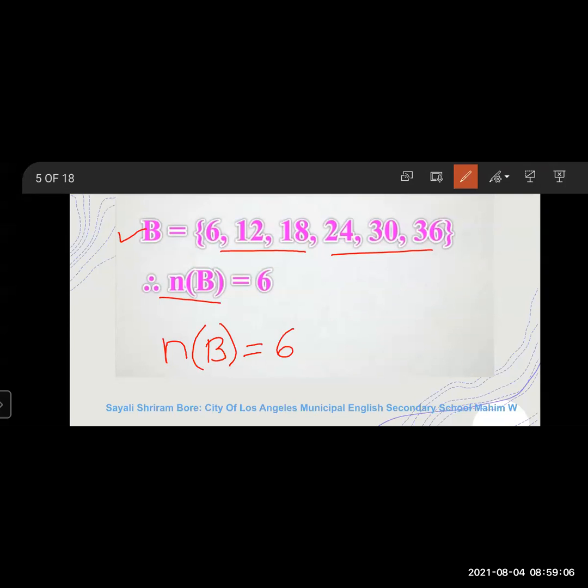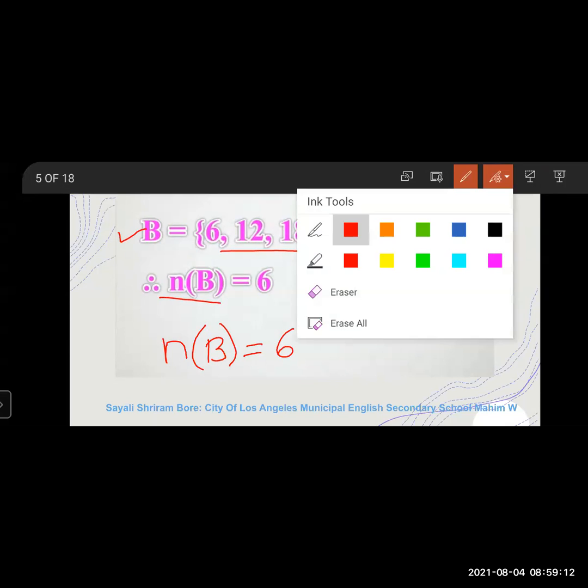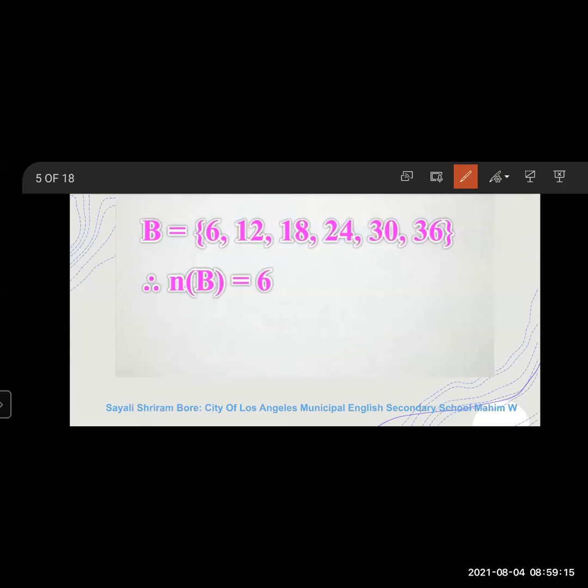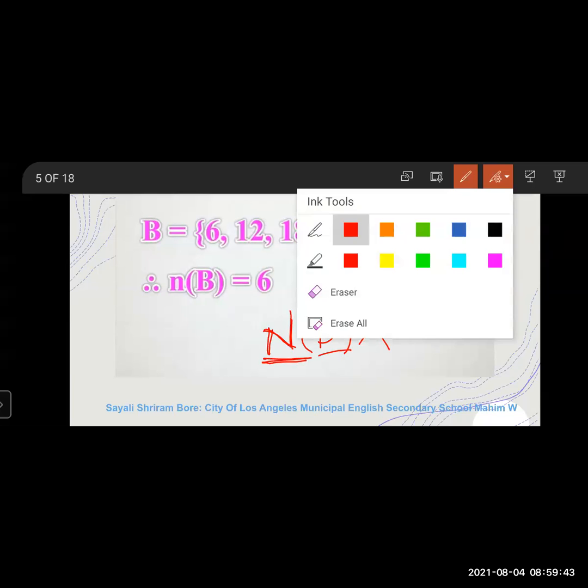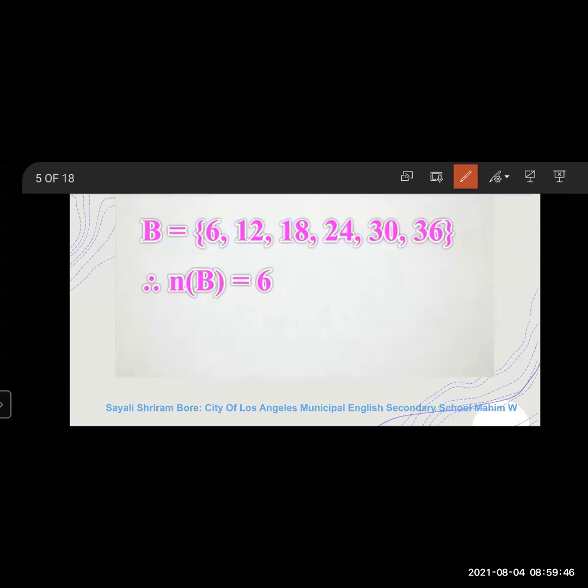You only have to count the number of elements. But see that the set should be in the listing form. That is more important. And the notation, that is the small n, should be there. Sometimes students may write N of B with a capital. Why? Because we are habitual of writing the set notation in capital letters. So here also they use capital, but this is wrong, students. To denote the number of elements, always use small n. I hope this point is clear and always keep it in your mind.